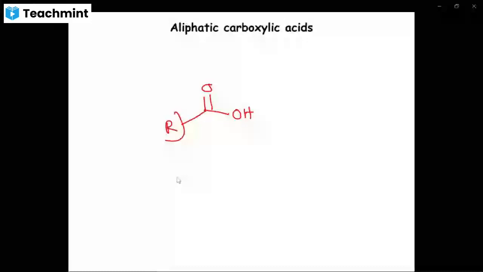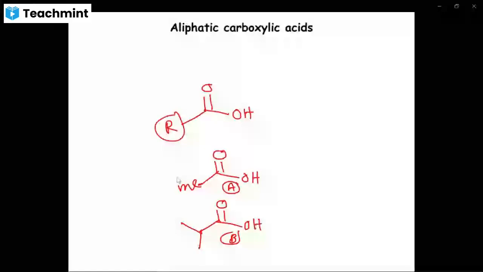Now anyone can tell that if we put more alkyl substituents here, let's say you compare with simple acetic acid, and we substitute this methyl group by two more alkyl groups, so if this is A and this is B, what will be the acidity order?